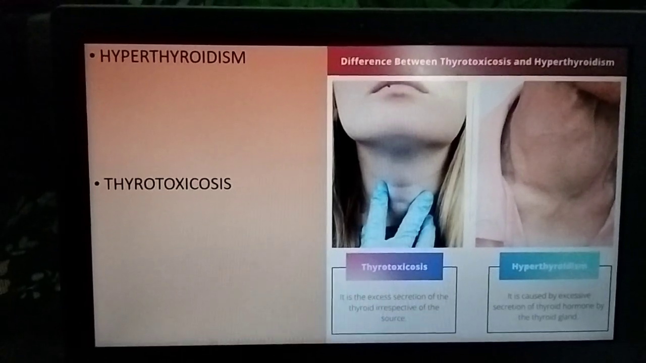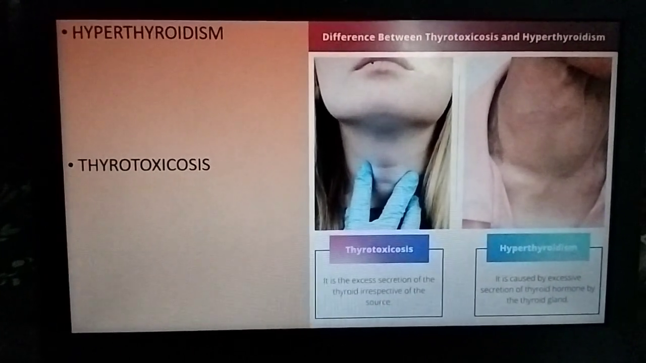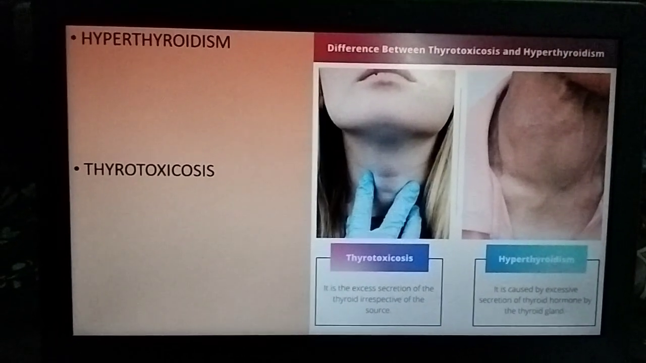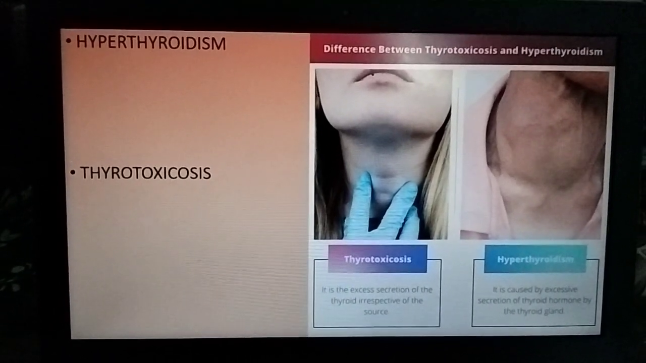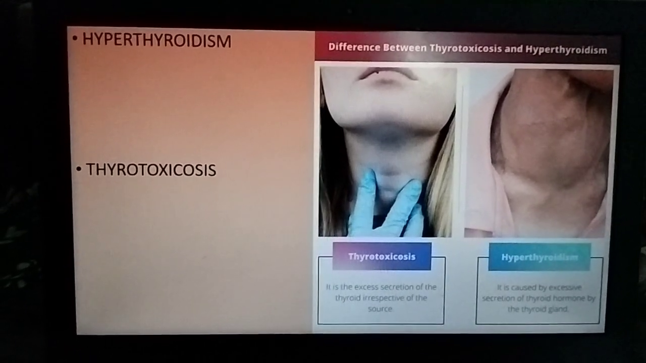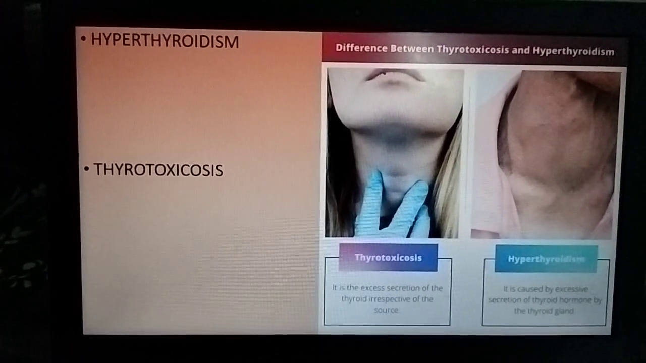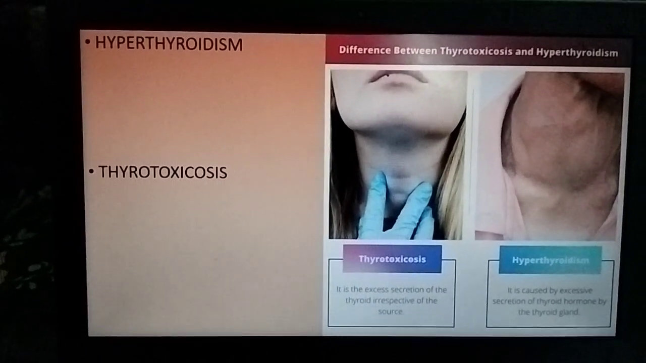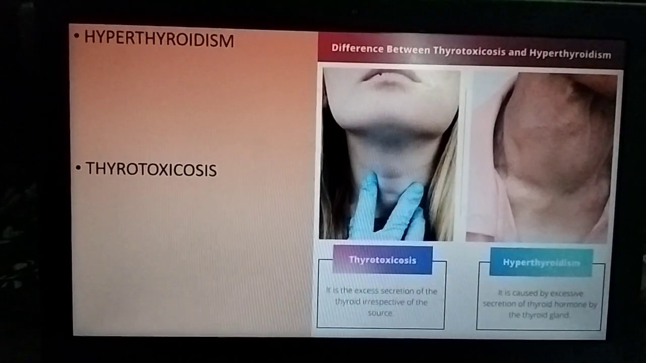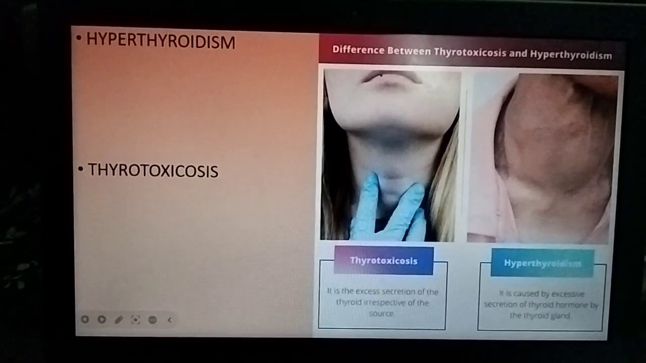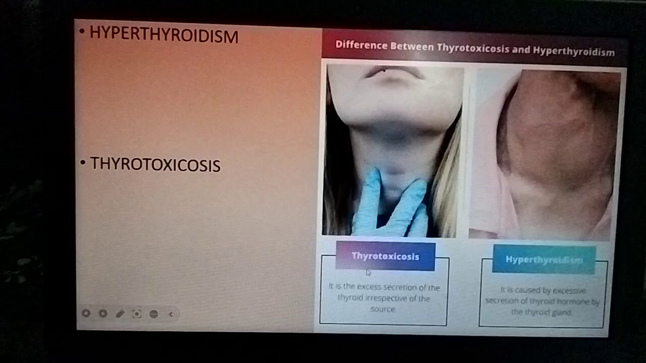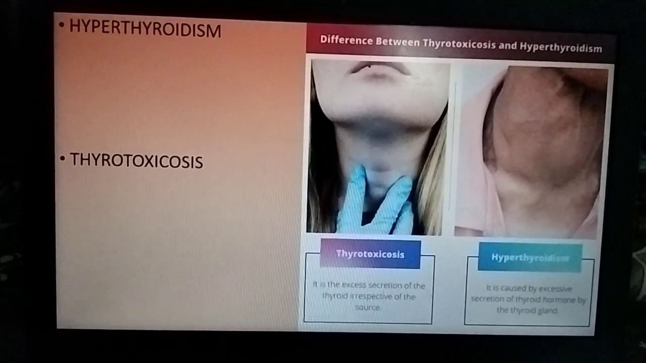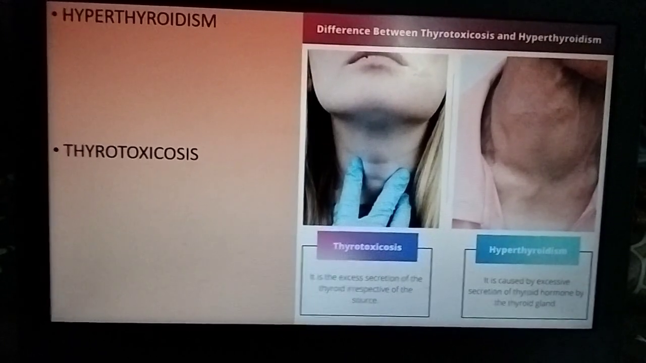And coming to the terms which are involved in the toxic goiter, they are hyperthyroidism and thyrotoxicosis. Hyperthyroidism means increased secretion of active thyroid hormones from the thyroid gland, but in case of thyrotoxicosis, there is excessive or abnormal secretion of thyroid hormones irrespective of the source. And see the difference between thyrotoxicosis and hyperthyroidism. There is excessive secretion of the thyroid hormones irrespective of the source. In case of hyperthyroidism, there is secretion of thyroid hormones mainly from the thyroid gland only.